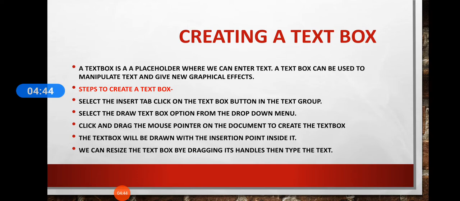First, we will select the Insert tab. Then, click on the text box button in the text group. Then, select the Draw Text Box option from the drop down menu. Click and drag the mouse pointer on the document to create the text box. The text box will be drawn with the insertion point inside it. We can resize the text box by dragging its handles, then type the text. This way, children, we can create a text box.